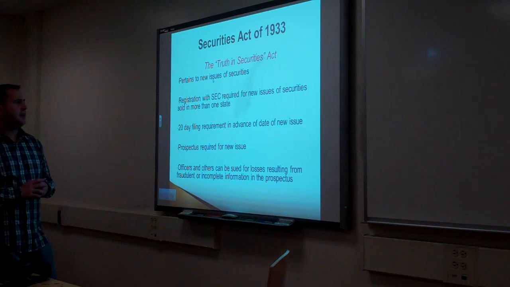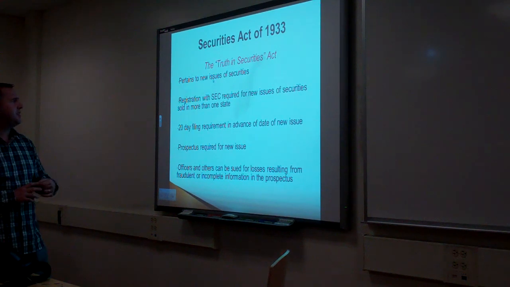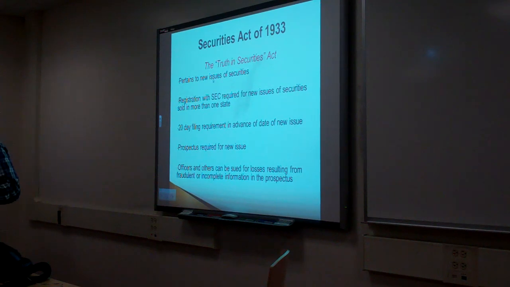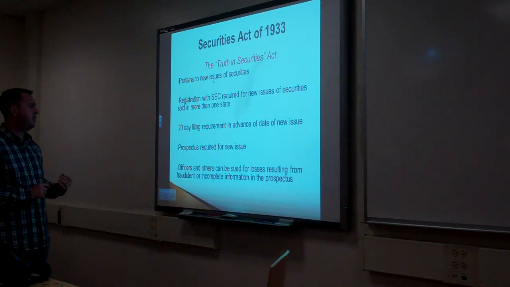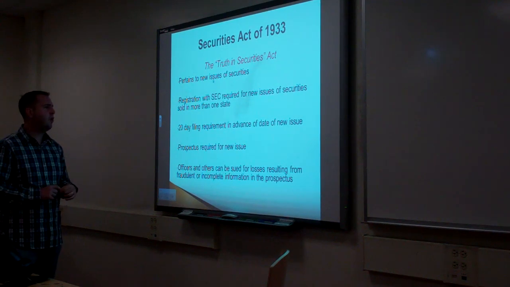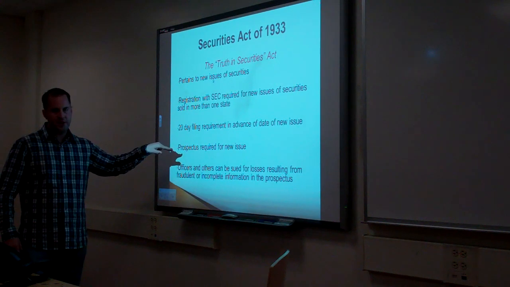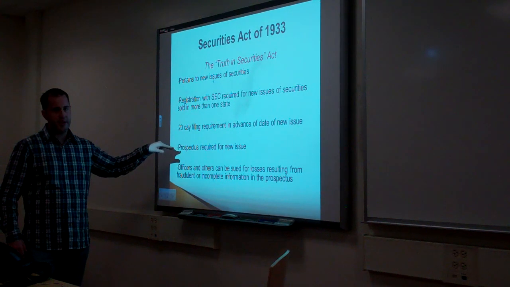Securities Act of 1933, the Truth in Securities Act, pertains to new issues of securities. What are new issues of securities? IPOs. Okay. Registration with the SEC is required for new issues of securities. There is a 20-day filing requirement in advance. So you have to give the government, basically, they're asking for 20 days to review your paperwork. This was one of the big changes with the Securities Act of 1933.